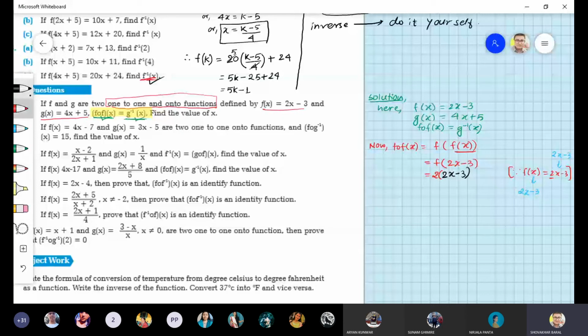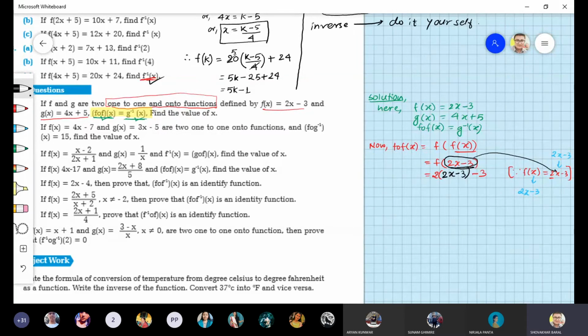Let me switch the color here. 2x minus 3 minus 3. Try to understand these things. Don't get confused with these basic things. So this is 2x minus 3. I replace this 2x minus 3 here in the x of f.